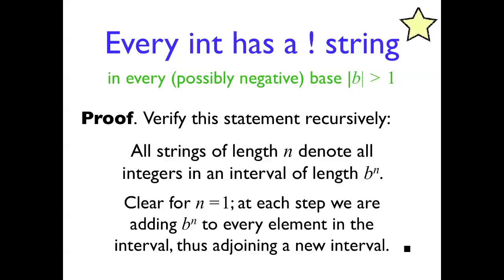Let's see, so every integer has a unique string in every possibly negative base, and this is a very simple proof. We recursively prove that all strings of length n denote all integers in a contiguous interval of length b to the n. And so it's very easy to recursively prove that. For n equals 1, it's trivial, and then at each step, what you're doing is you're adding a b to the n to every element in the previous interval.